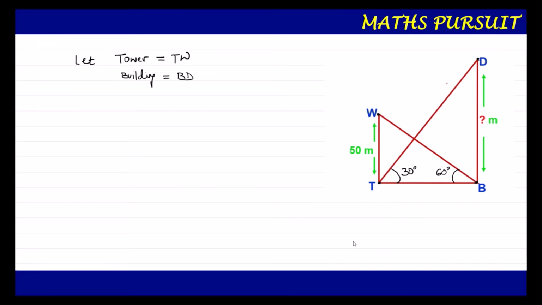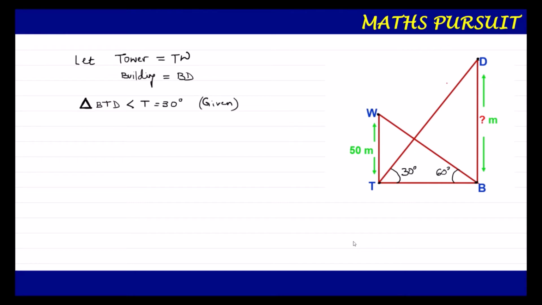So let us put it down here. From the triangle BTD, angle T is equal to 30 degree. This is being given.